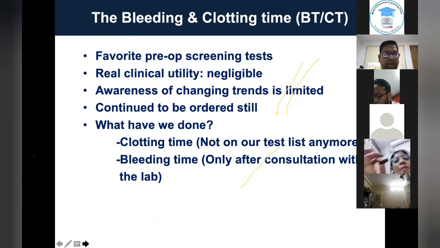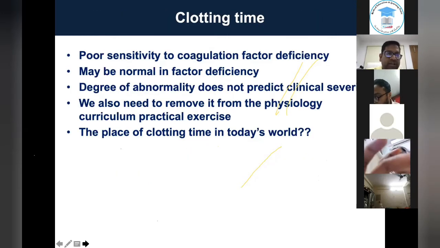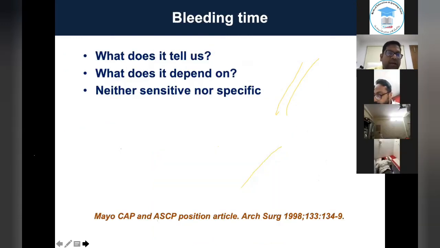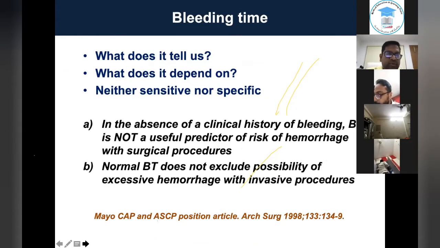But what we have done in our place is that we are not using clotting time anymore, and bleeding time only after consultation with the clinician. So clotting time is an obsolete test, and bleeding time, case to case, if you are doing it, you have to do it in a very standardized way.